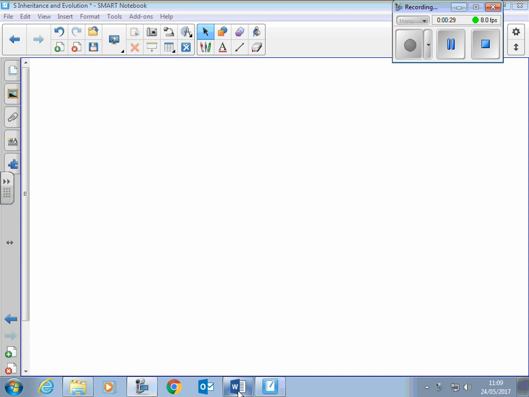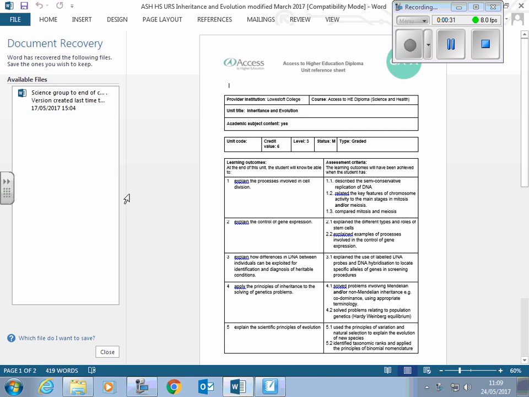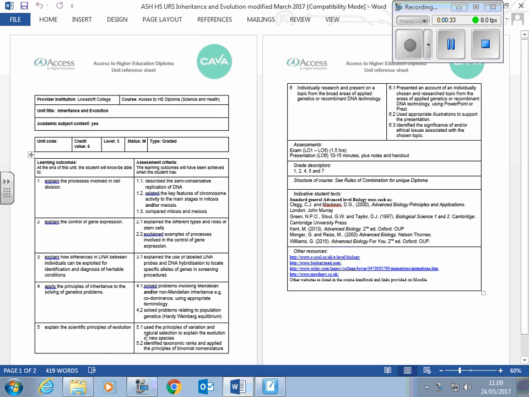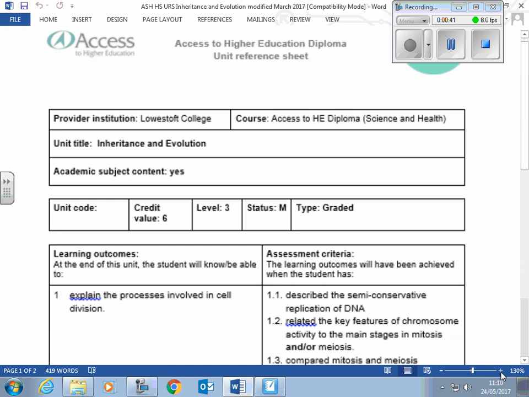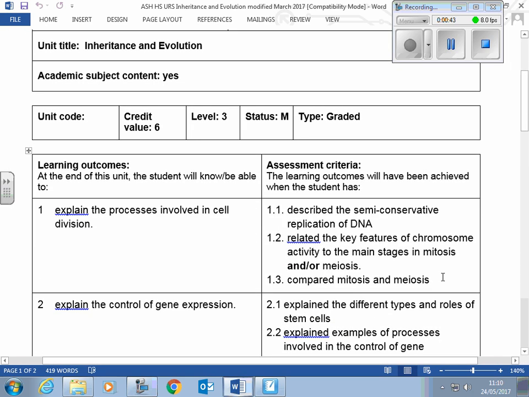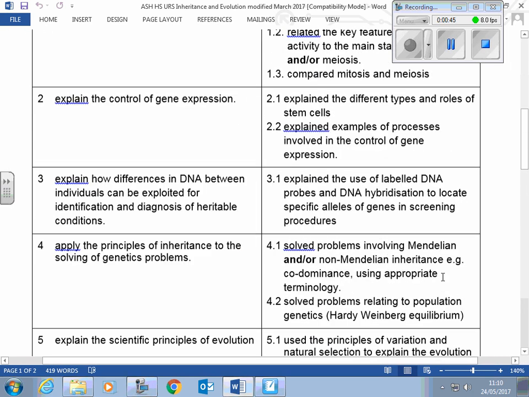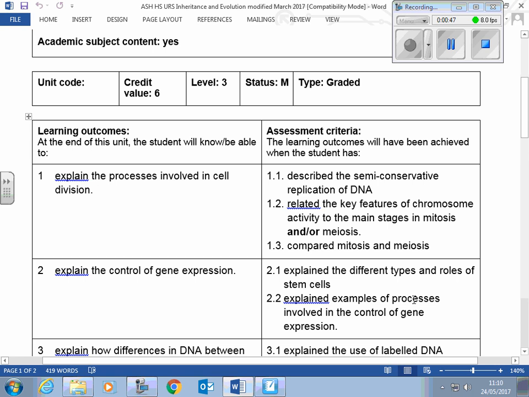So let's have a look at the unit reference sheet to start with. Don't need the end bit, do we? Because we're really only looking at the first 5 learning outcomes. This is not quite the same as what you've got in your handbooks. I don't know if anybody's still got their handbook even, but the unit reference sheets are in there.